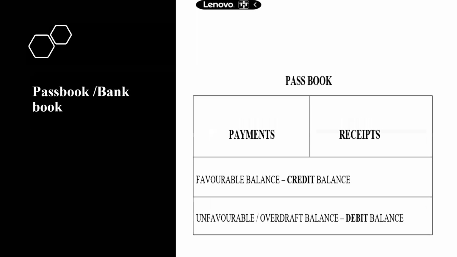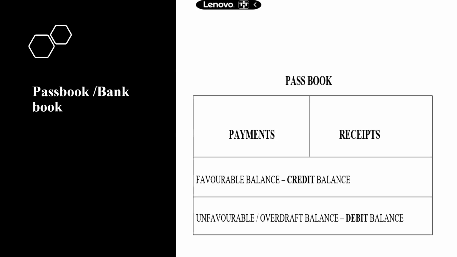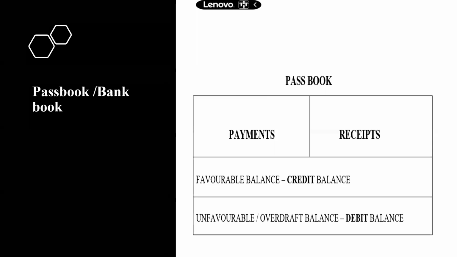So next we will look at the passbook. As I told you, passbook will be exactly opposite to your cash book. So now again, remember these two major points when I say passbook. As soon as we say passbook, this picture should come into your mind. In the passbook, debit side will be your payments, credit side will be your receipts. So the favorable balance of a passbook is always a credit balance, whereas unfavorable balance or the overdraft balance is the debit balance. Am I clear with the cash book and the passbook?